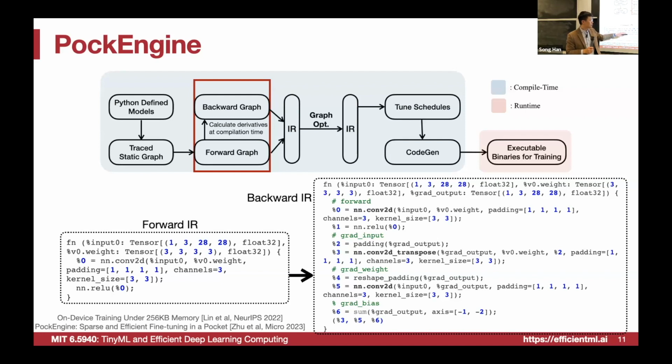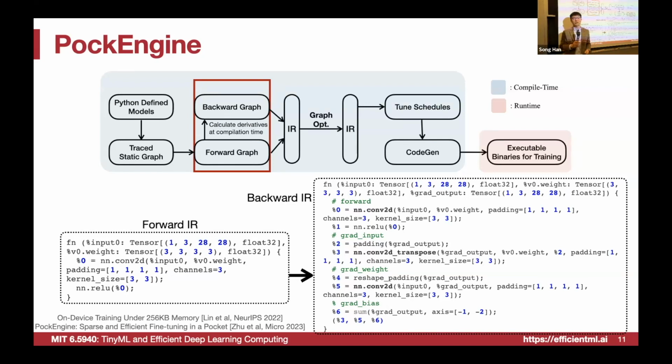So one convolution during forward, how many convolutions are needed during the backward? Here, this is the forward path, this is the backward path. We need to calculate the gradient with respect to the input and also with respect to the weight. So one conv2D becomes two conv2D. One of them is a conv2D transpose.